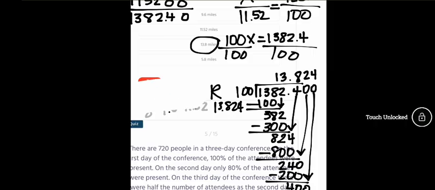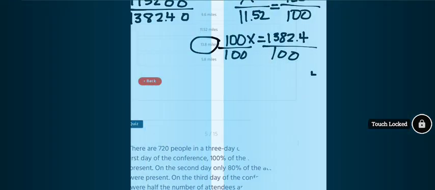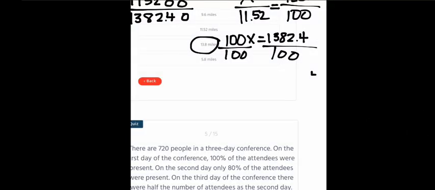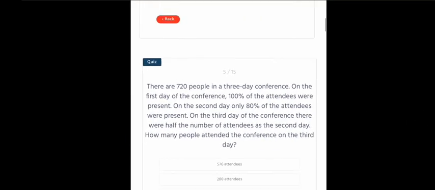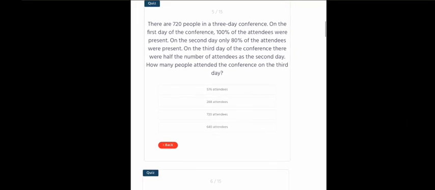If you're ready, I'm going to move on to the next one, and I have to erase a lot to make space now to be able to do number 5. So number 5. Okay, perfect. It says, there are 720 people in a 3-day conference. On the first day of the conference, 100% of the attendees were present. On the second day, only 80% of the attendees were present. And on the third day of the conference, there were half the number of attendees as the second day. How many people attended the conference on the third day?